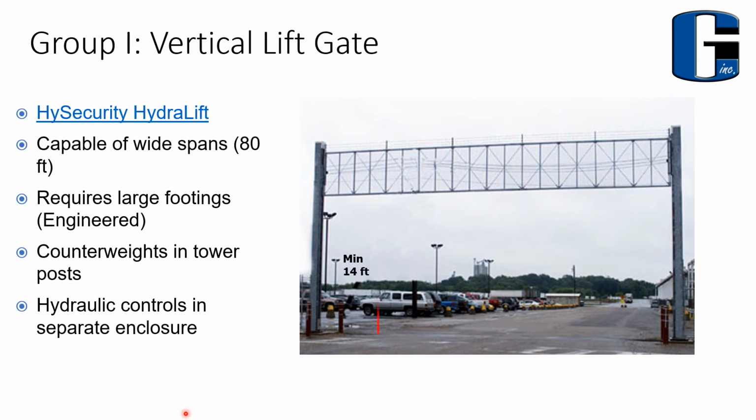Vertical lift gates have a minimum or maximum height requirement. So you can only get these for about a 14-foot clearance. That requires these towers alone to be about 24 feet high. The width of the panel can be up to 80 feet with the right model of operators.